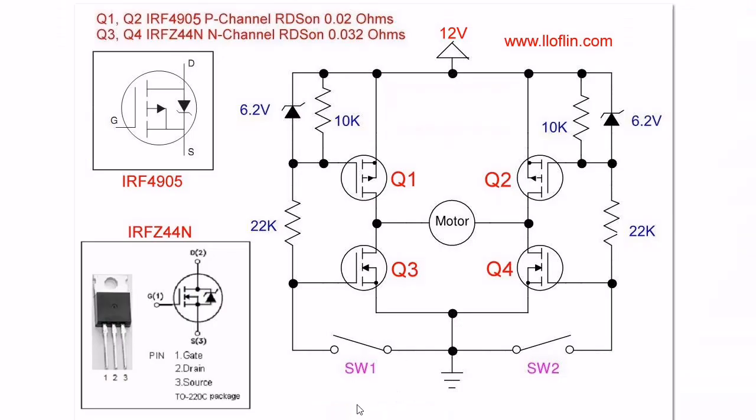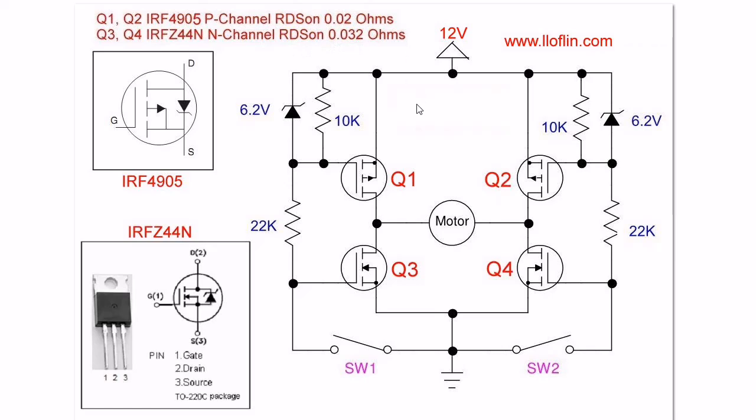The basic H-bridge is what you see here. 2 N-channel transistors, 2 P-channel transistors. The two that I'm using are the IRF4905. That is a P-channel MOSFET. It has a drain-source on resistance of 0.02 ohms. The other is the IRFZ44N. That's the 2 N channels down here. And they have an RDS on of 0.032 ohms.